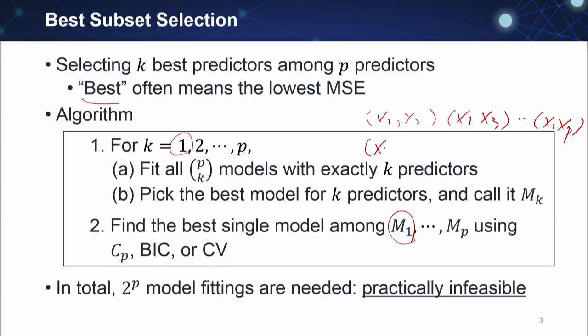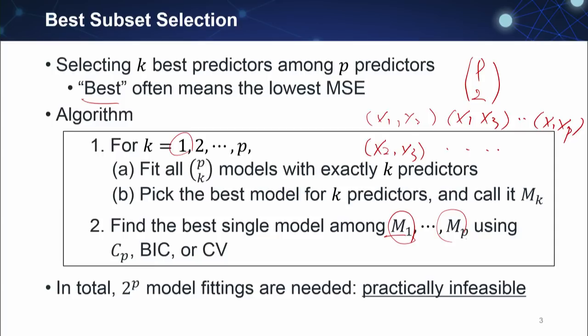Similarly, x2 and x3, and so on. In total, p choose 2 models. In this way, we find the best model when we use 3 or 4 up to p variables. Finally, among M1, M2, up to Mp, we find the best model.